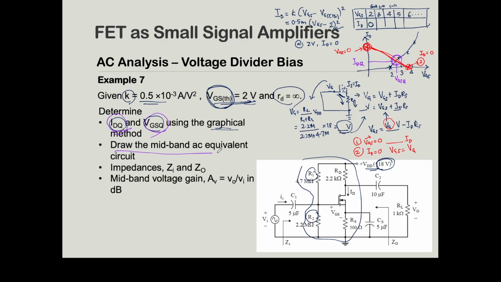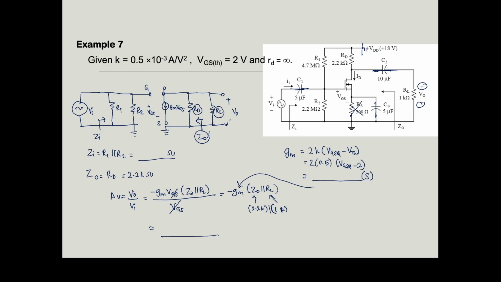Next, you need to draw the mid-band equivalent AC circuit. This is your circuit, so all your capacitors will become short circuits and your DC will become grounded. RS will no longer be included. So this is your AC equivalent hybrid pi model circuit.